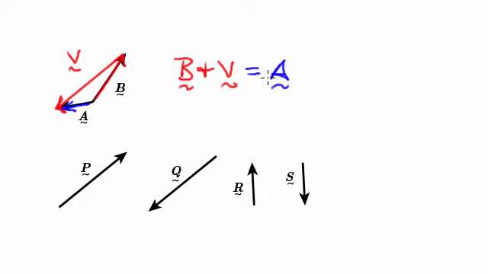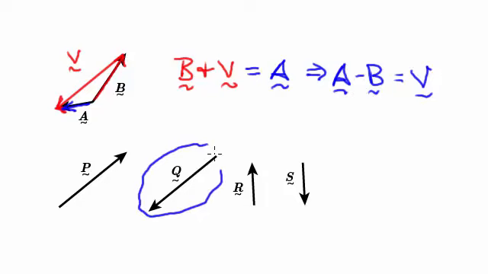And then I can rearrange terms and notice that if I move the B to the other side, I get A minus B is equal to V. So this vector right here, the V, is the difference A minus B, and that's what we're asked to find. So the difference A minus B is this V right there. So that's A minus B.